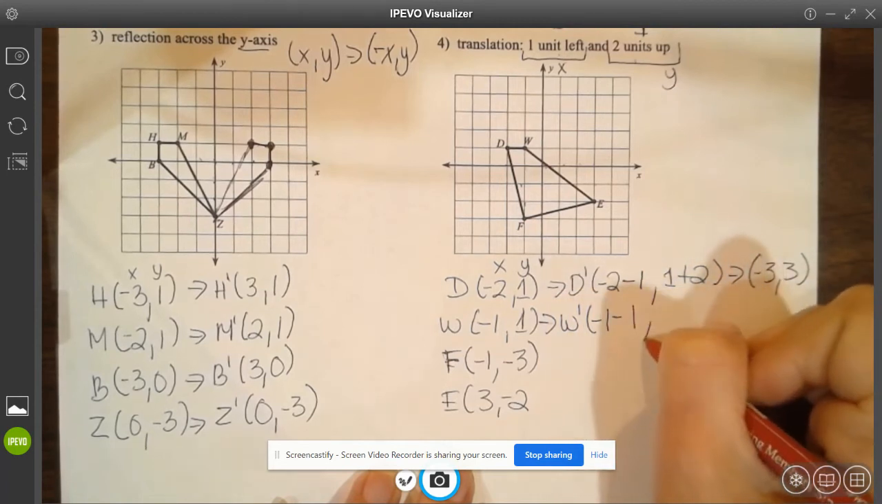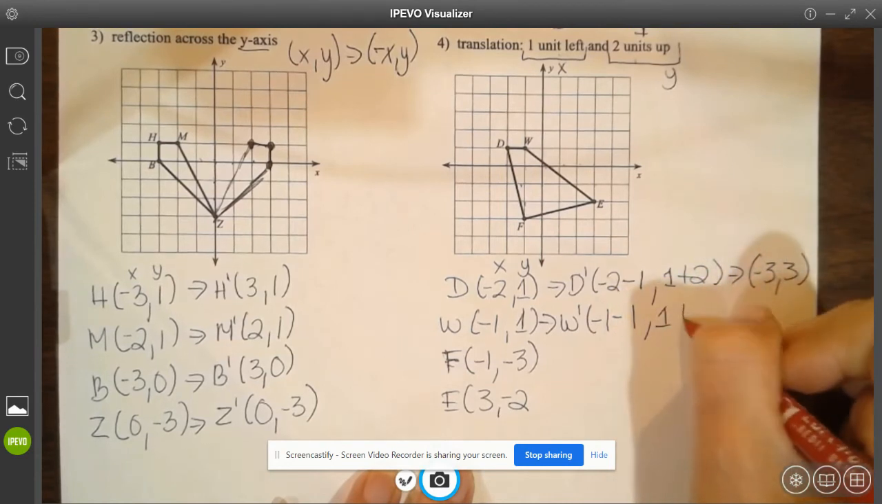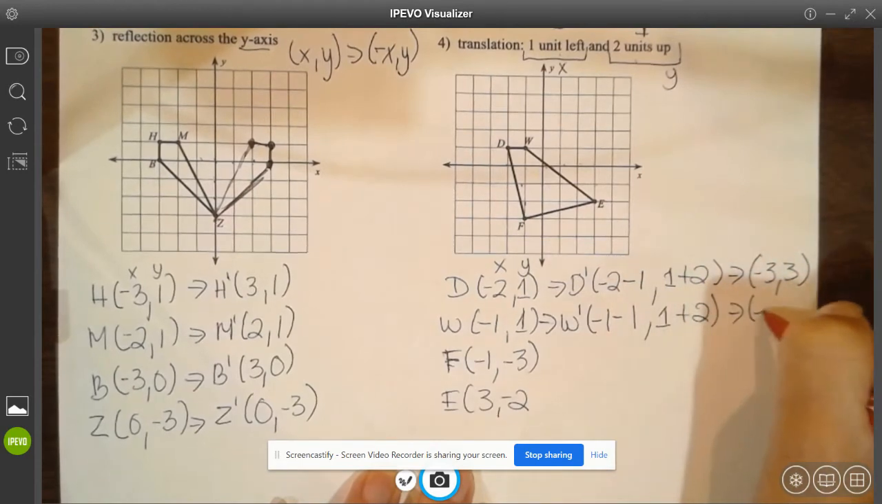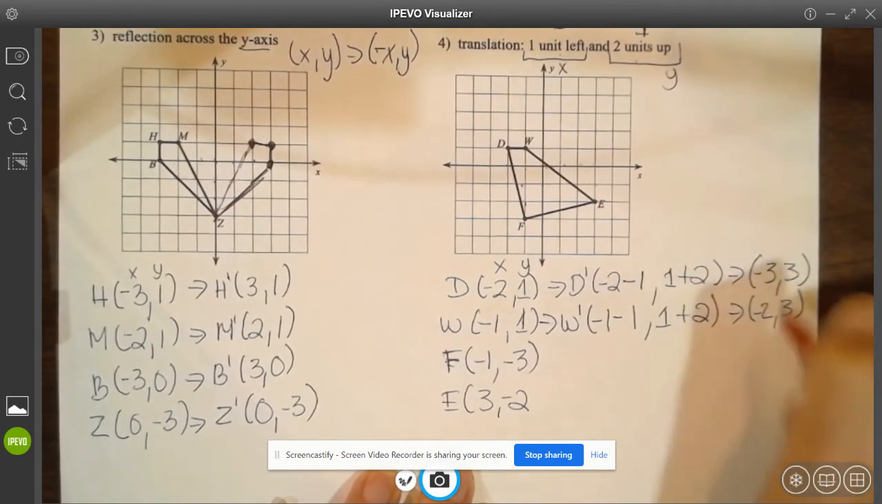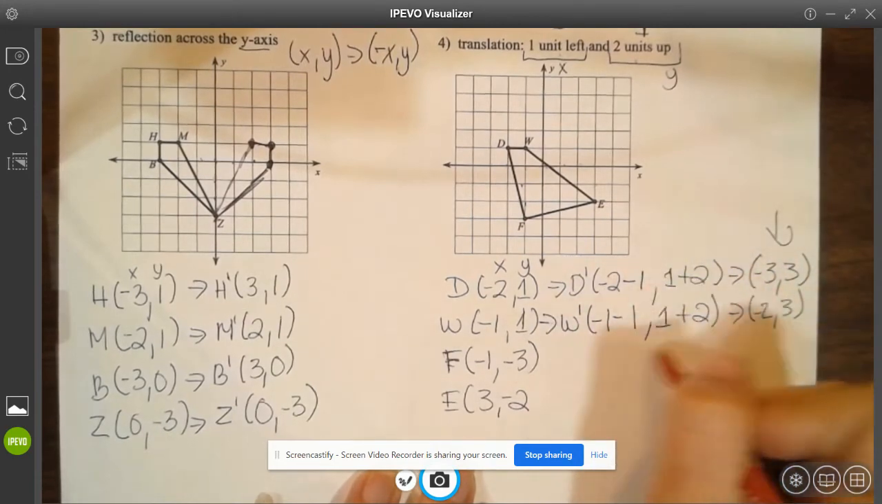All right, the next one would be W, it would be -1, -1, comma, that's my x. My y would be 1 plus 2. And then it would be (-2, 3). That's my new point right here. This is my image. I'm just putting it in detail here.